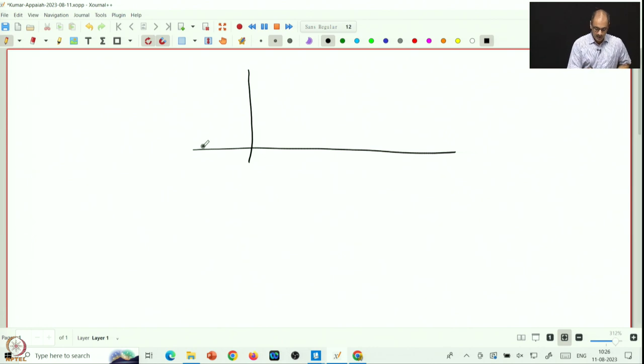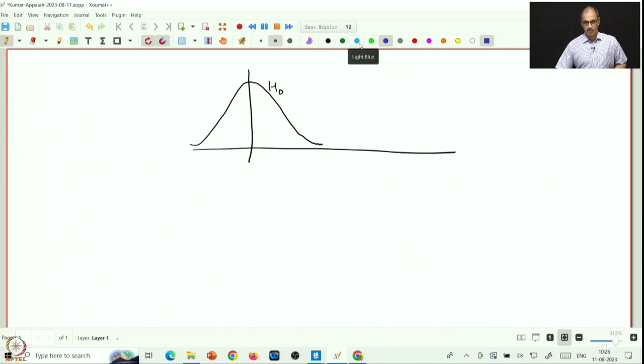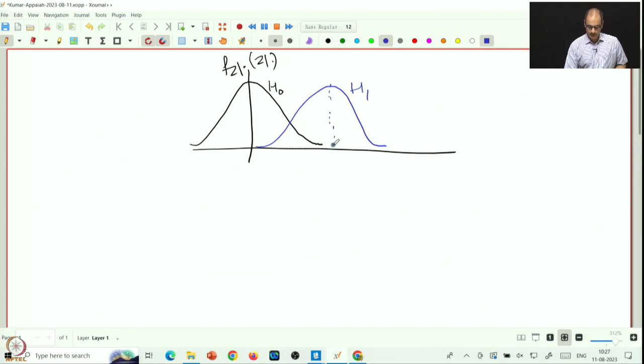So if you send nothing, you're going to get something like this. This is basically under the hypothesis H0. And by the way, this is the probability density function of Z. We're going to write this as f of Z given H0 or H1. That is, this is the PDF of Z, and this is the PDF of Z under H1. This particular point is going to be the mean of Z when H1 is sent.